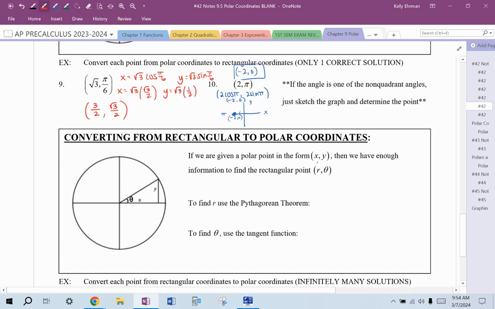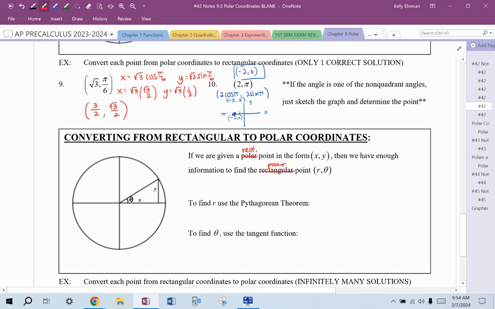If we're given a rectangular point in the form x, y, then we have enough information to find the polar point, r, theta. All right, well, how do we do that?